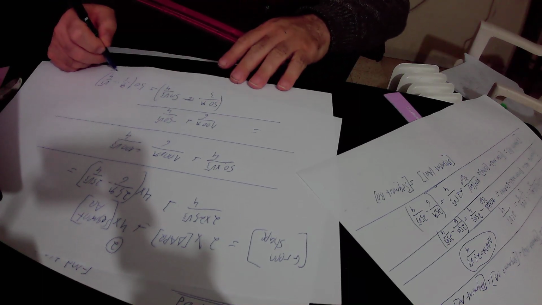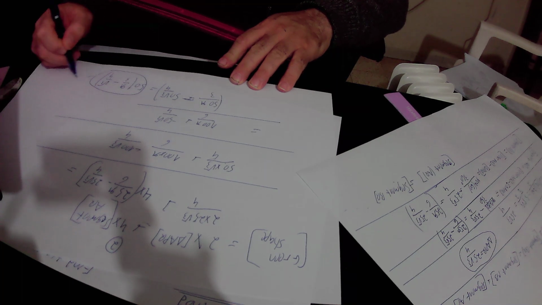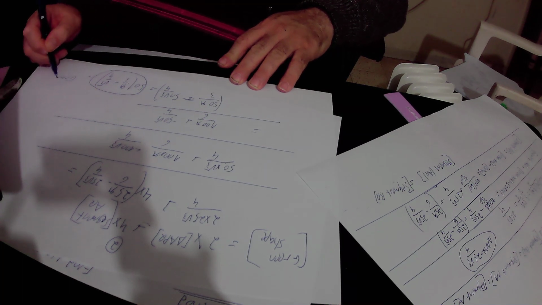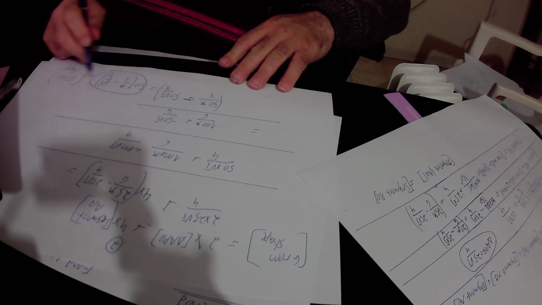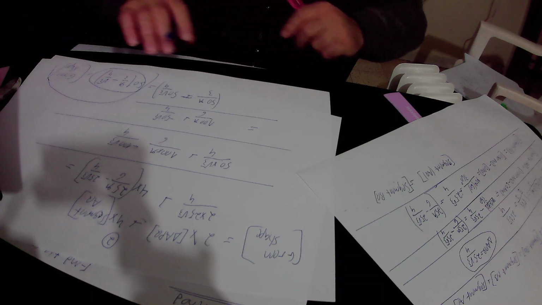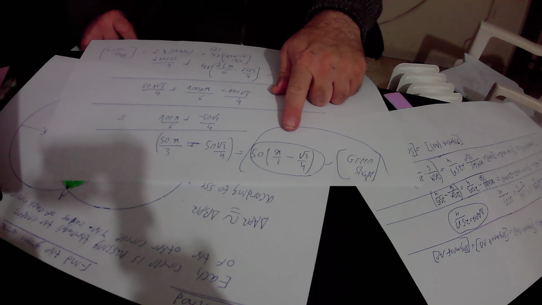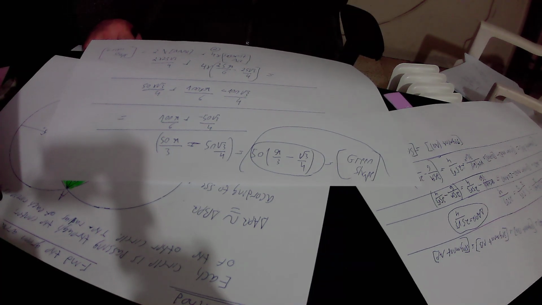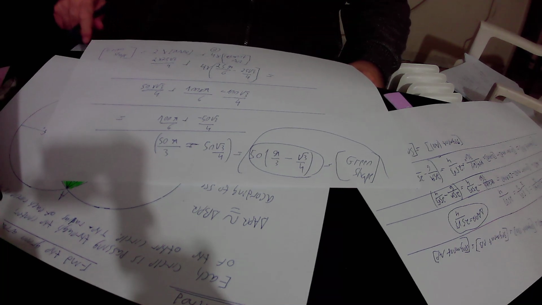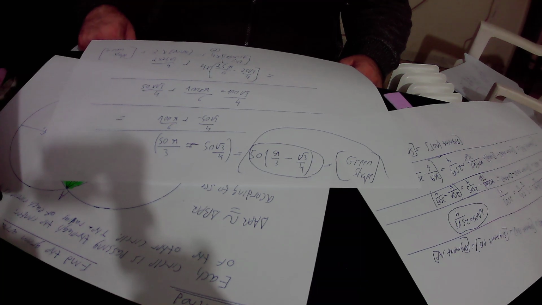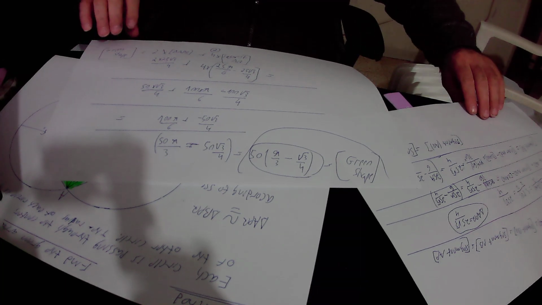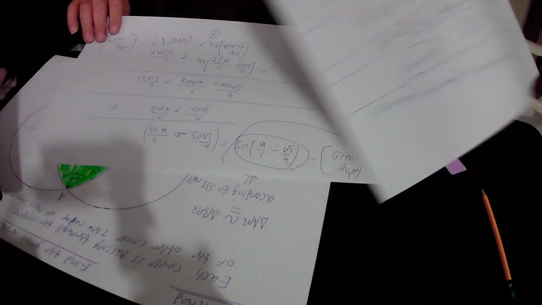So in conclusion, we found that the area of the green shape, according to the second method, equals 50 times pi over 3 minus square root of 3 over 4 square units, and this is exactly the result that we found in the first method. So in the next step, I will summarize the lecture.